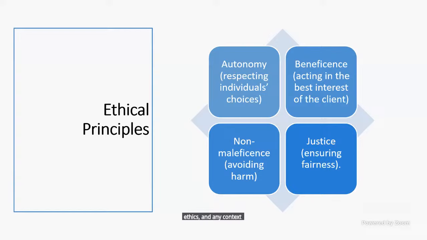So let's talk about ethical principles. There are 4 of them that are here. These are the main ethical principles. There are a number of other ethical principles out there in the community, but we're going to talk about these 4. Autonomy. Autonomy is respecting the client's right to make their own decisions.